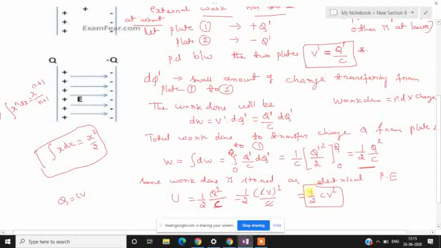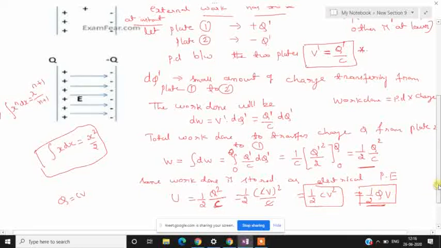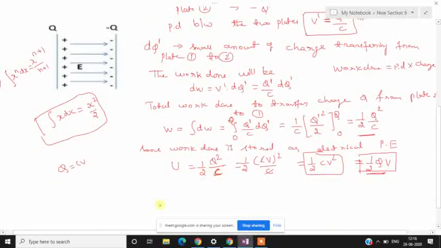You can change another way. Substitute again in this expression, substitute what is C, and substitute what is V. So you will get an expression as 1 by 2 QV. That is also an expression for the energy stored. You can get these three expressions. What I did here, I have written three expressions for the energy stored in the capacitor.